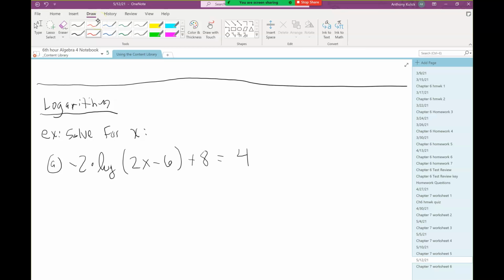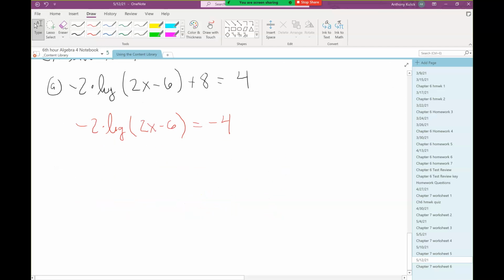So let's say we have a problem like this. This is a logarithmic equation. Notice I have just one logarithm in this equation. So my goal is going to be to get the one logarithm by itself. That's going to be my first step. First thing I want to do is subtract the 8 from both sides. And then divide by the -2.